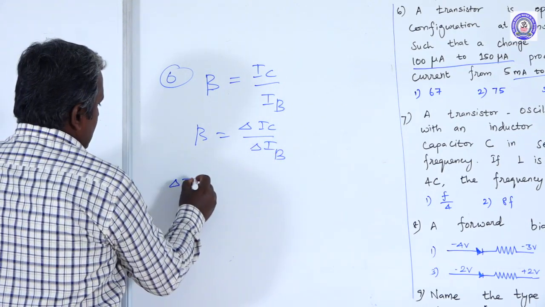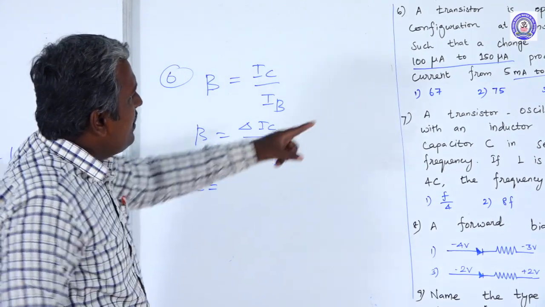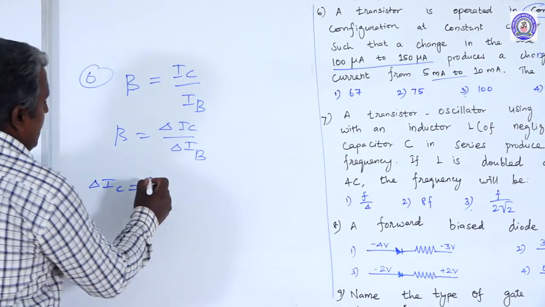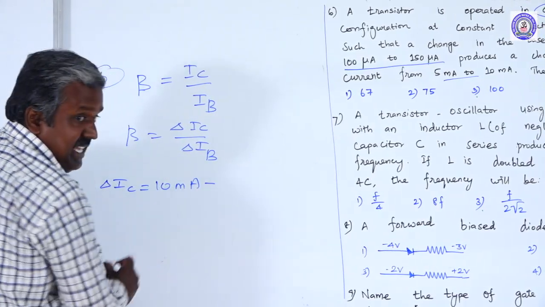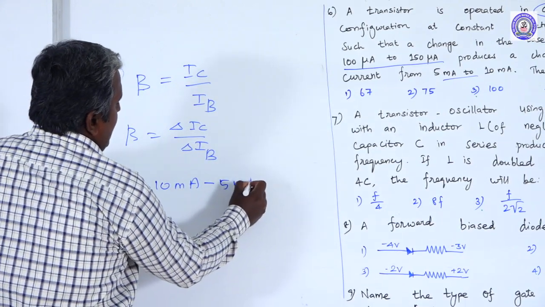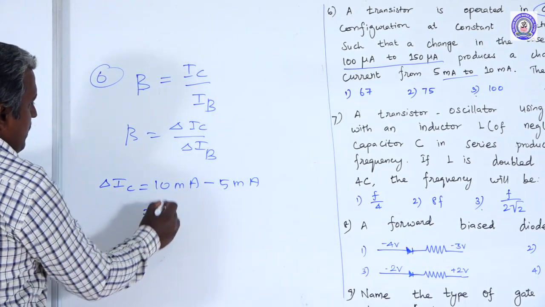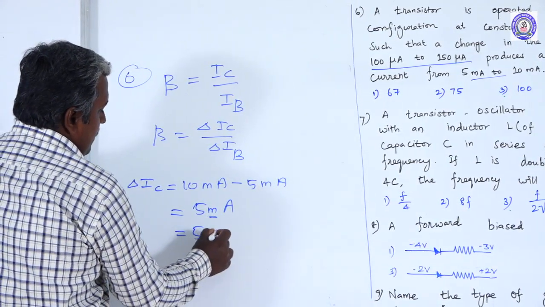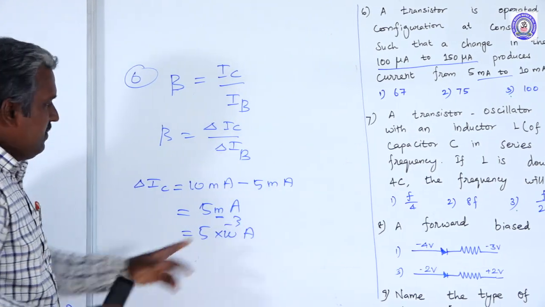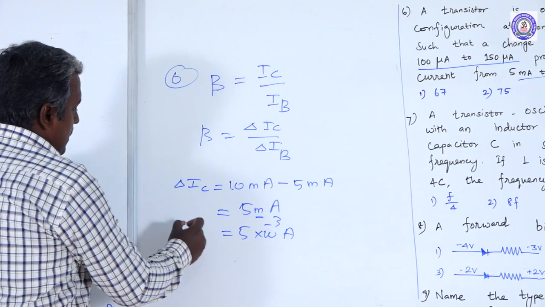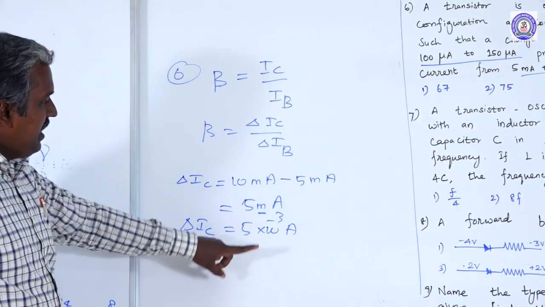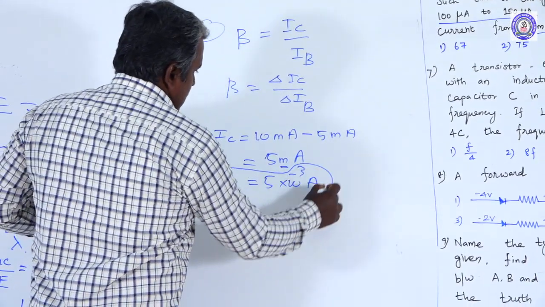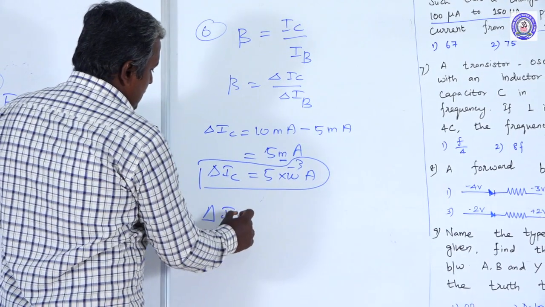First, delta IC. Collector current from 5 milliampere to 10 milliampere. So delta IC is 10 milliampere minus 5 milliampere, clear? Is equal to 5 milliampere, where milli is 10 power minus 3 ampere. So delta IC is equal to 5 milliampere. Very simple. Then come on, try yourself. Delta IB, simple like this.